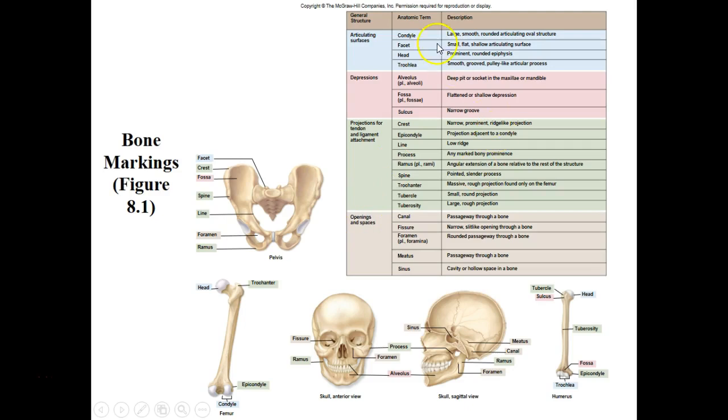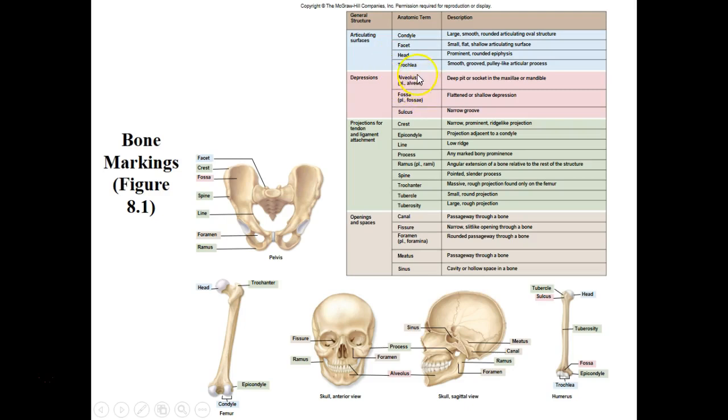So Figure 8.1 goes over all kinds of different bone markings. The ones that we typically use, we use the condyle when we talk about the femur. We have a medial and lateral condyle and then epicondyles. We use the head, so the rounded region of the proximal epiphysis, a trochlea, a grooved region. So we have a trochlea on the humerus. You can see it right there.